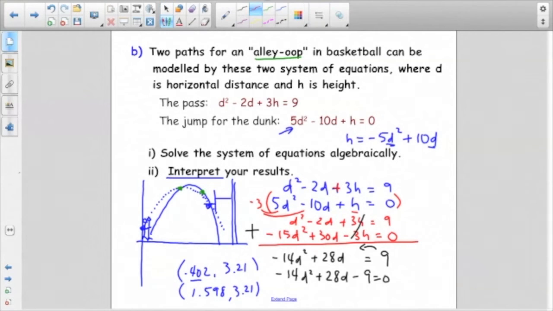going back to our little diagram, this is our time, or pardon me, it's my time, and this is my height. So at this point here, it's half a second, and he's at a height of 3.21 meters. And this one here is there. It's 1.598 seconds, and it's a height of 2.1. Okay, so that's it.